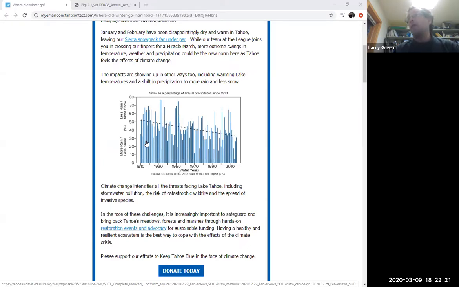Okay, and that's bad, by the way. Notice in 1910, we were over 50% snow, and that's a big drop. So Tahoe is going to lose a lot of its snow. Any questions on that? Does that make sense? Okay, so that's an example of using the regression line.